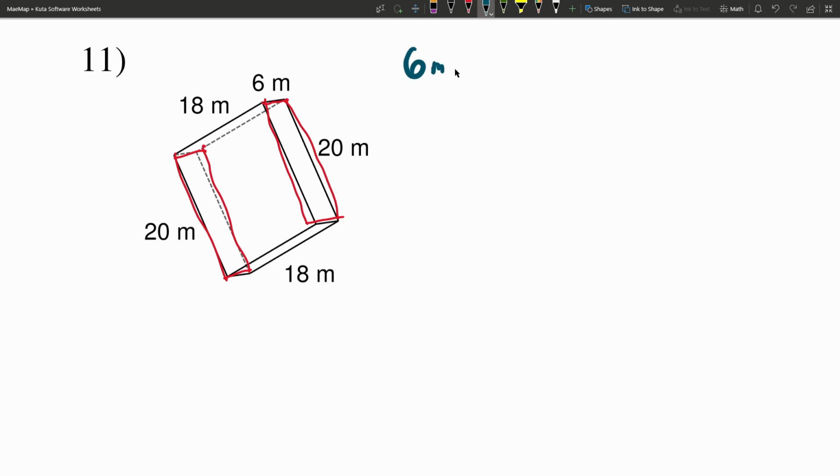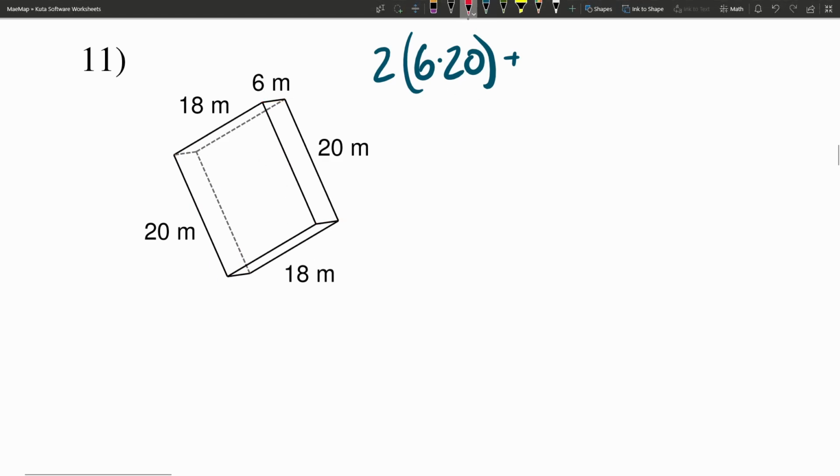So we have 6 meters times 20 meters, which for the second page, just to save some space, I'm going to leave off my label until the end, but remember it is indeed meters squared because we're working with surface area. So I'm going to have my 6 times 20, but that occurs twice. So 6 times 20 gets multiplied by 2. That gets added to, let's look at another one of my sides. We have this side here, which is 18 by 6, and that occurs twice. So 18 times 6 times 2.